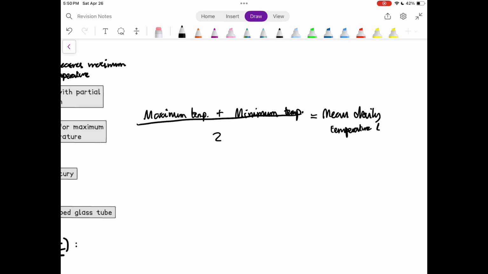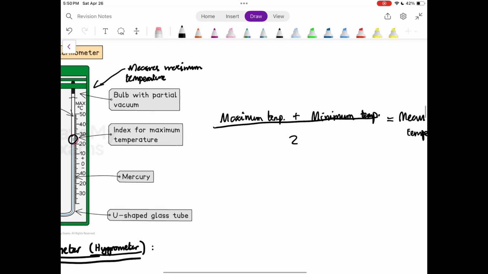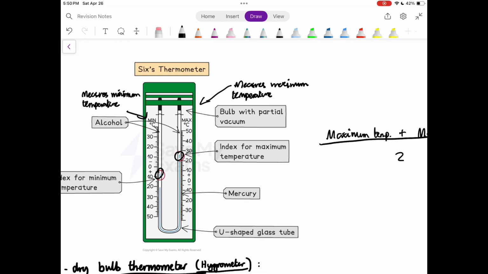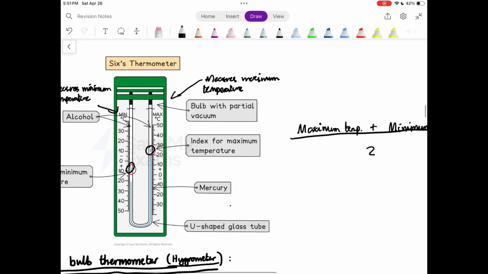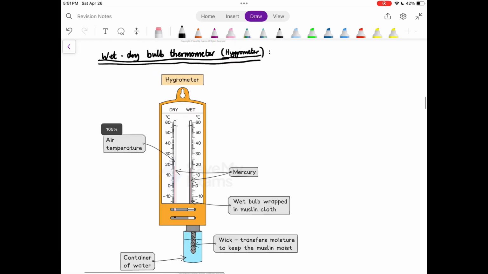And of course this will probably be in degrees Celsius in most examples, but it could also be in degrees Fahrenheit. So just make sure you look at the units that are given on the thermometer if you're ever given a diagram and asked to calculate the mean daily temperature.